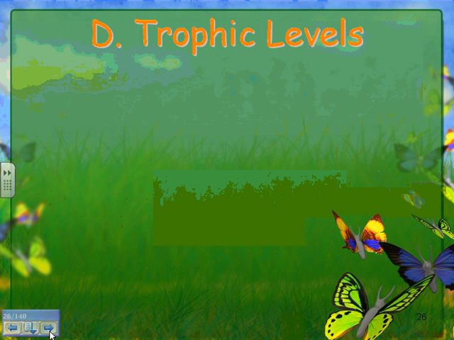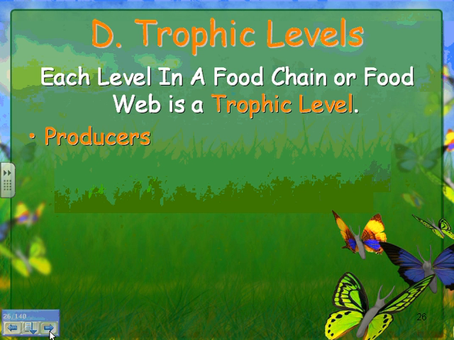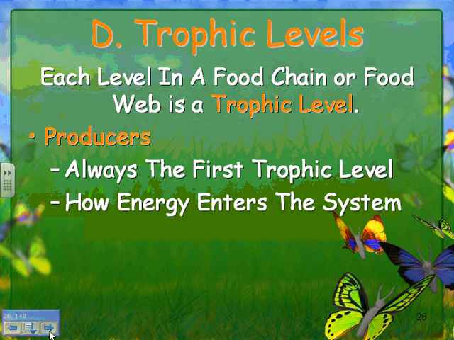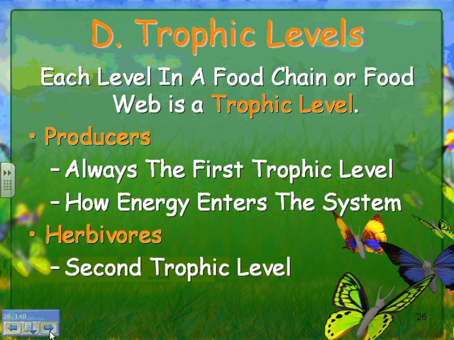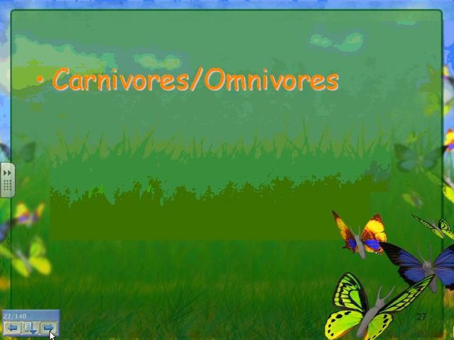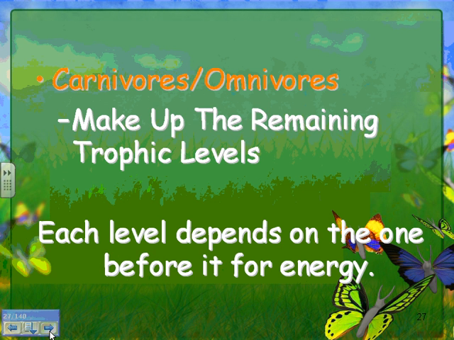Okay, trophic levels. This one's important. Each level in a food chain or food web is called a trophic level. There are producers. They would be the first trophic level. This is how energy enters the ecosystem, so the sun to the producers. Then the next level is herbivores, and they would be the second trophic level. And then carnivores, or omnivores, would be the remaining levels. Each level depends on the one before it for energy.